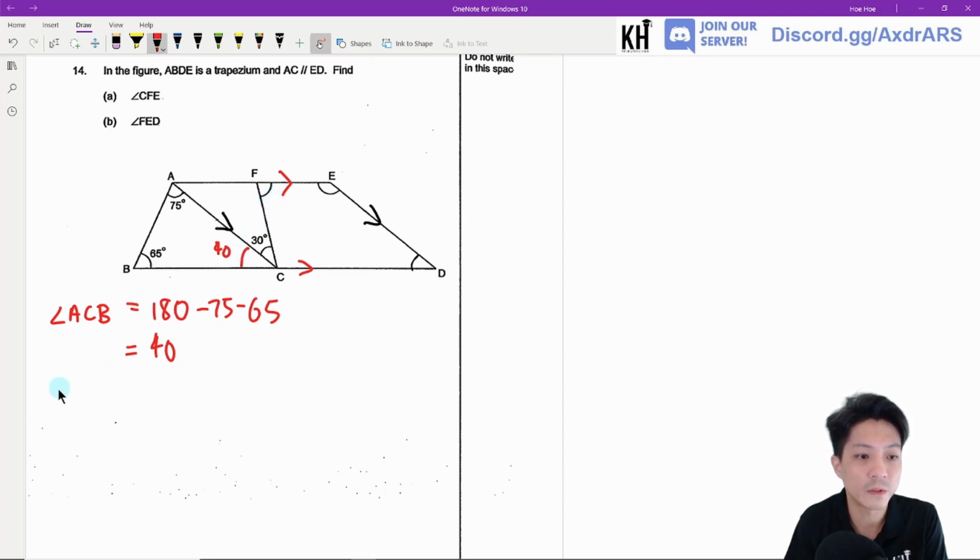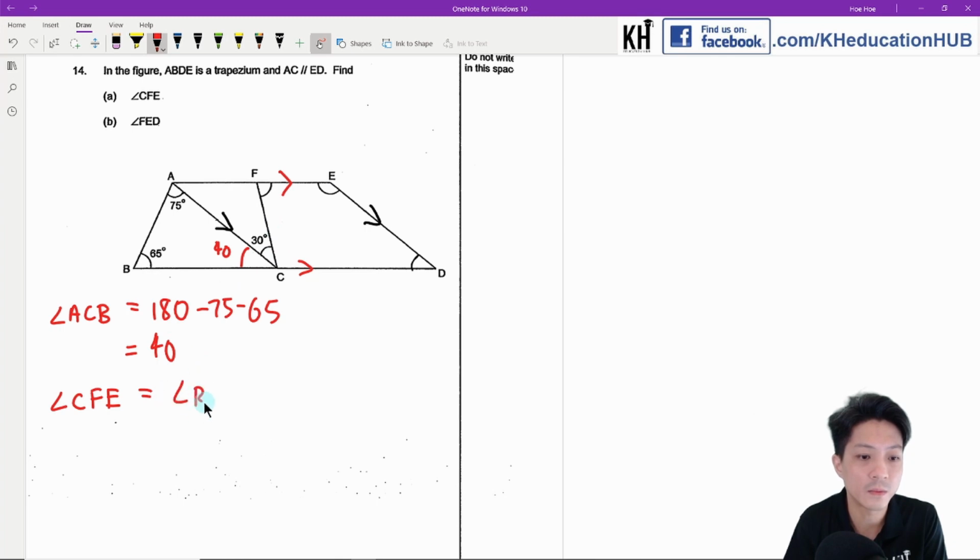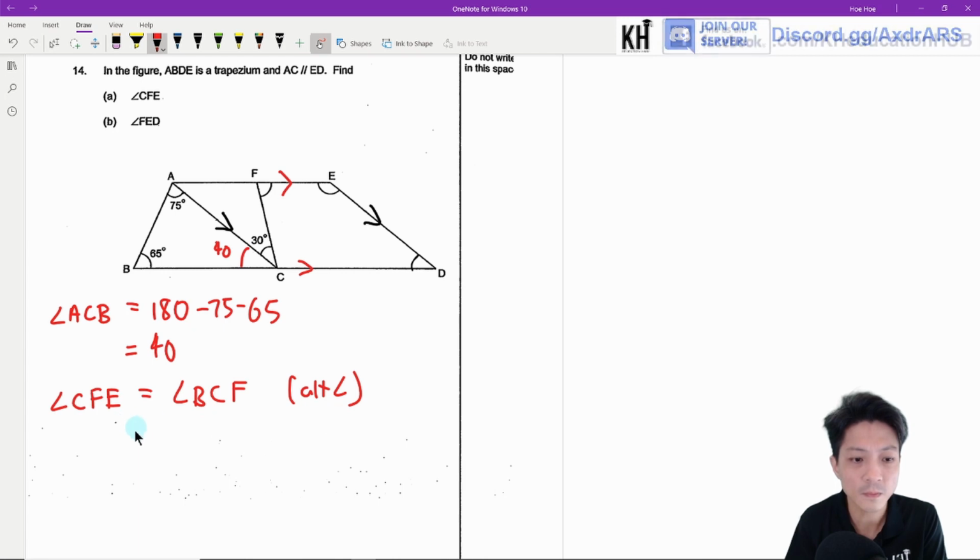Which means that angle CFE is equal to angle BCF because of the alternate angle. Okay, angle BCF is basically 40 plus 30, which is 70. Okay, so this is the answer for part A.